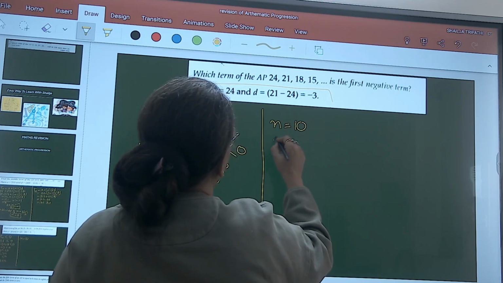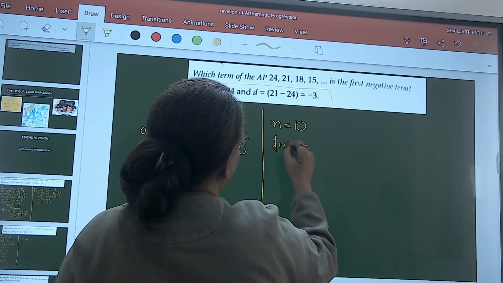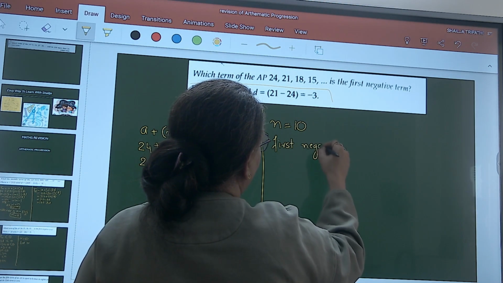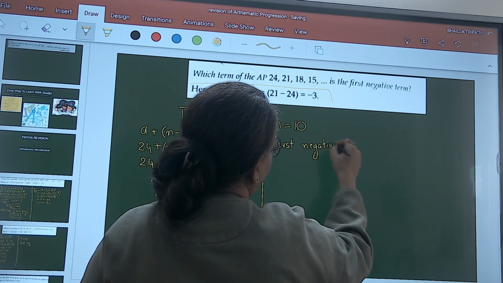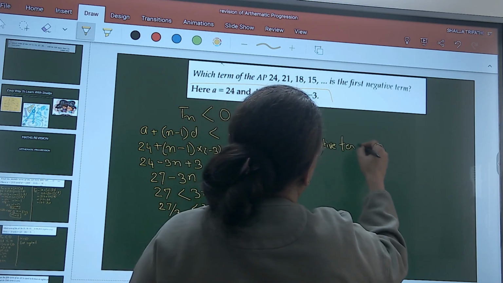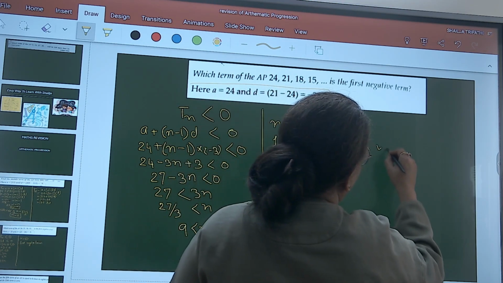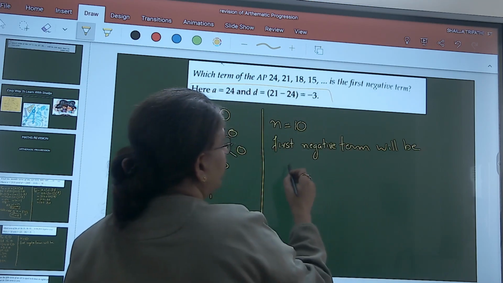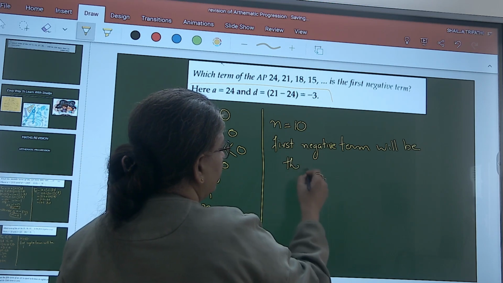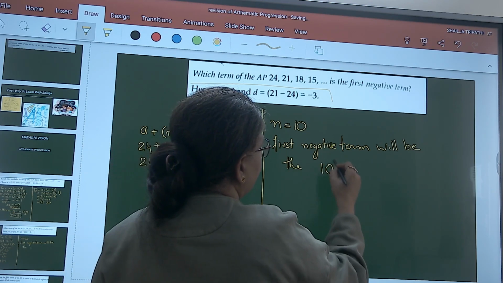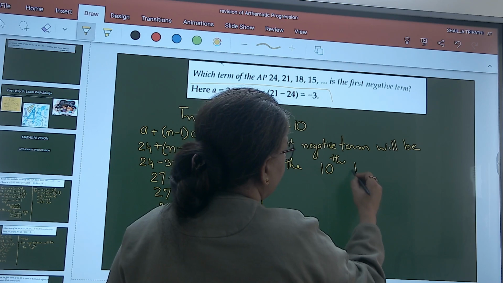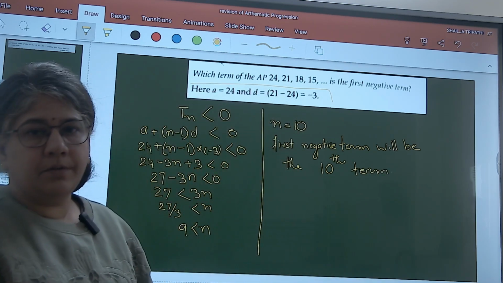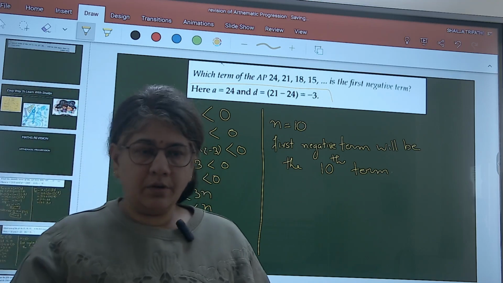So we'll write: first negative term will be the 10th term. And this is the answer. Now let's come to the next question.